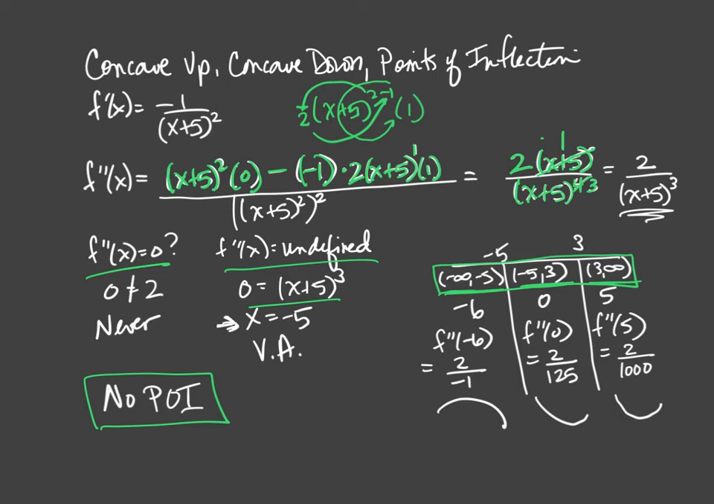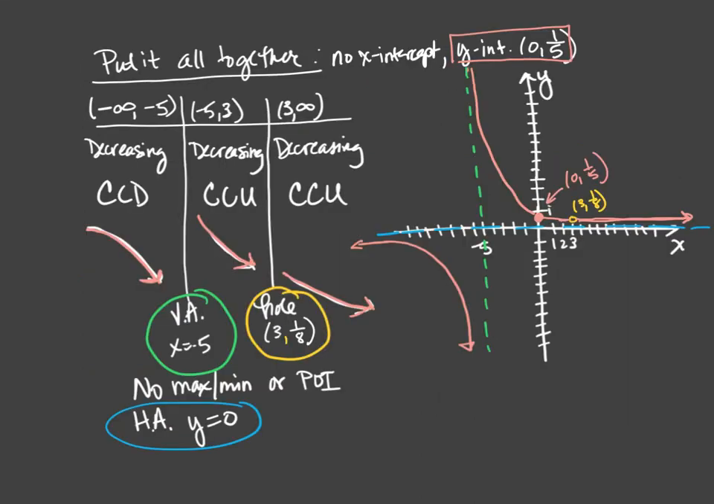So I plug each of those values into my second derivative, and you can see the results there. F double prime of negative 6 gives me a result of 2 over negative 1, so that's concave down. F double prime of 0 yields 2 over 125, that's positive, that tells me it's concave up. F double prime of 5 yields 2 divided by 1,000, which is positive, so that's still concave up. I'm going to take all of this information and put it together to sketch the graph.